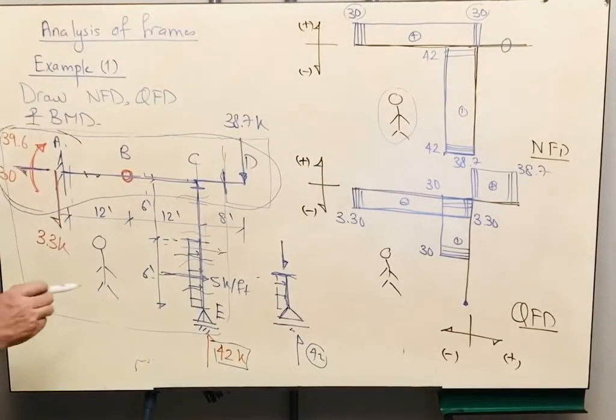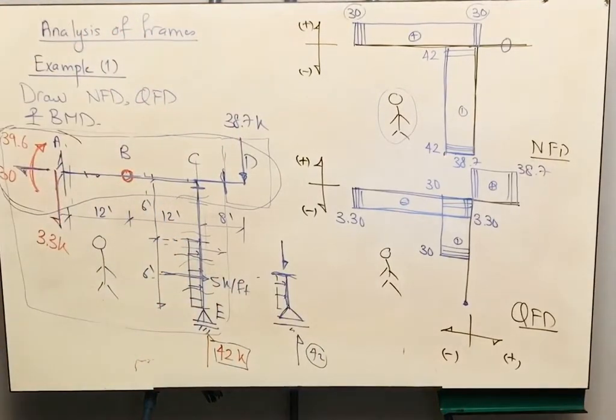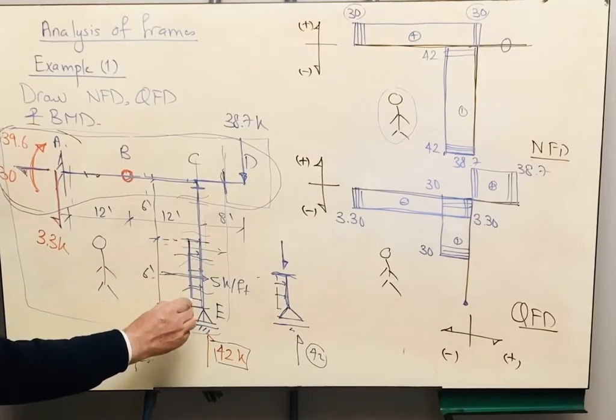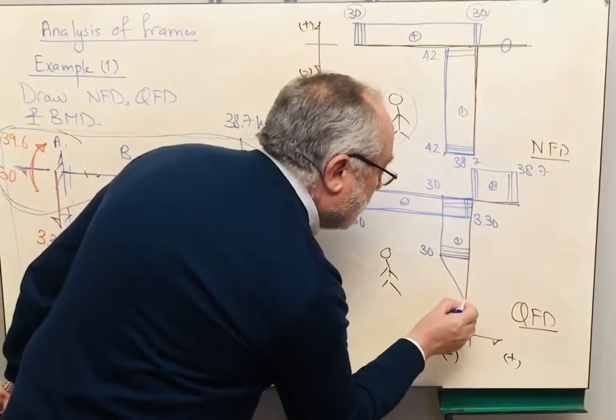How should we connect between this 30 and the 0? By a straight line or a curve? By straight line. Why? Because the load is constant. The shear is the integration of the load. Therefore, I'm having here this part is straight like this.